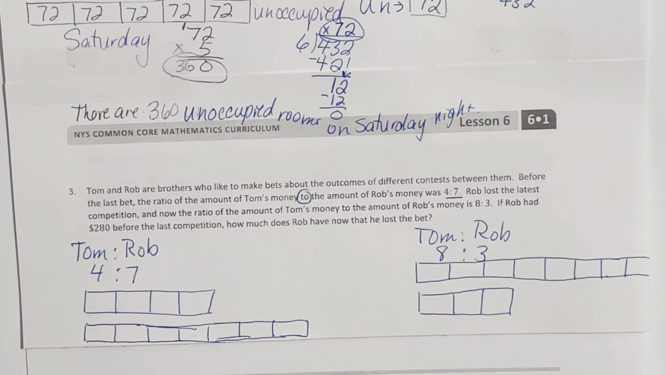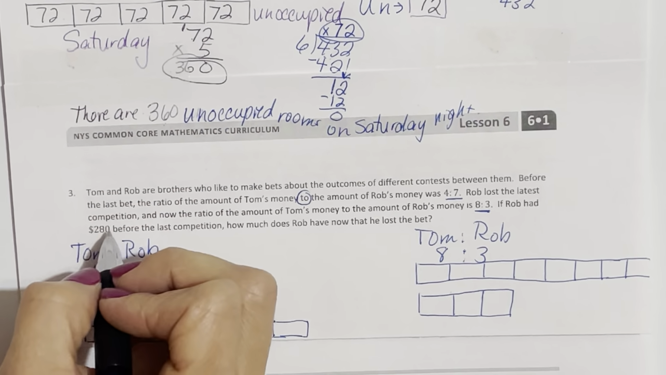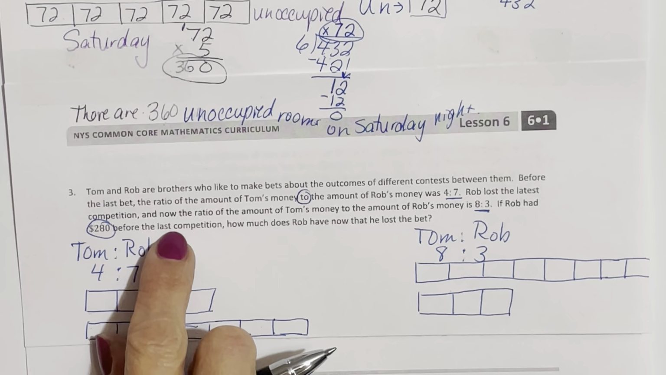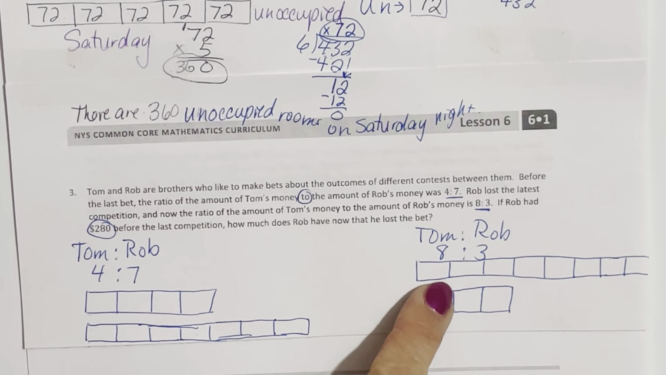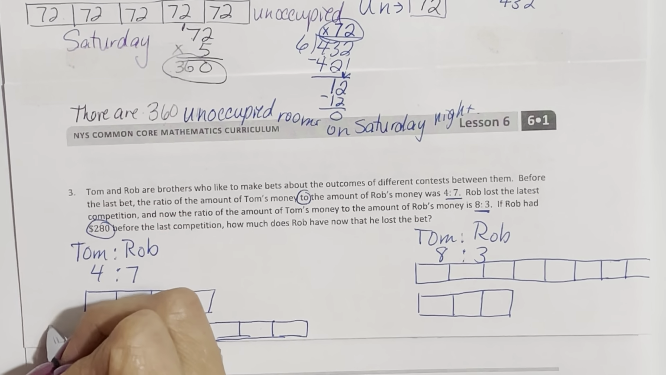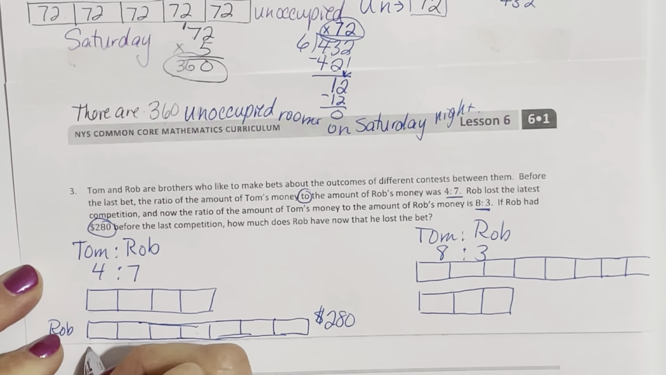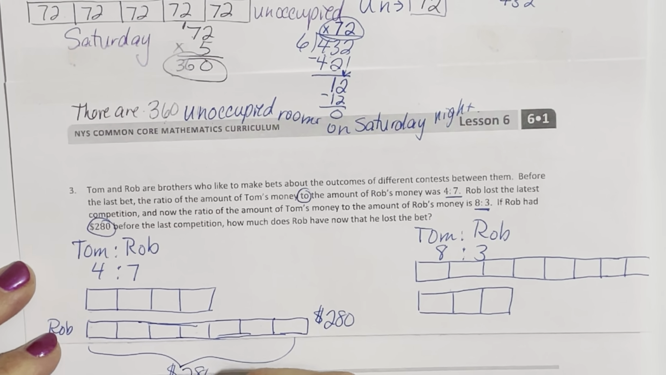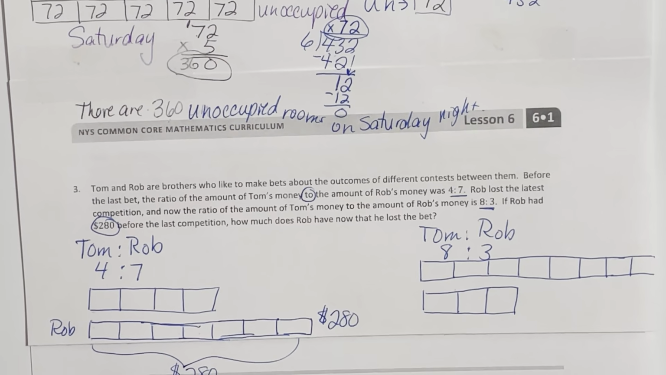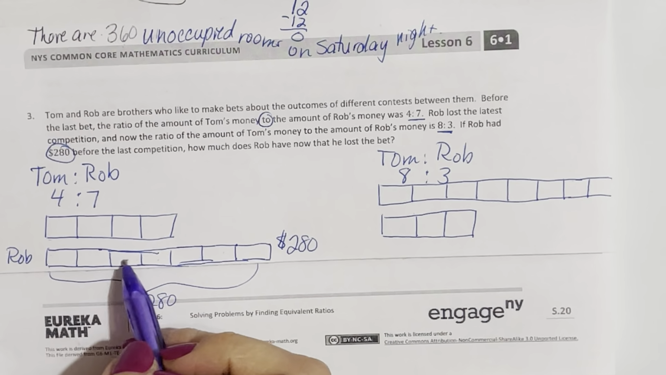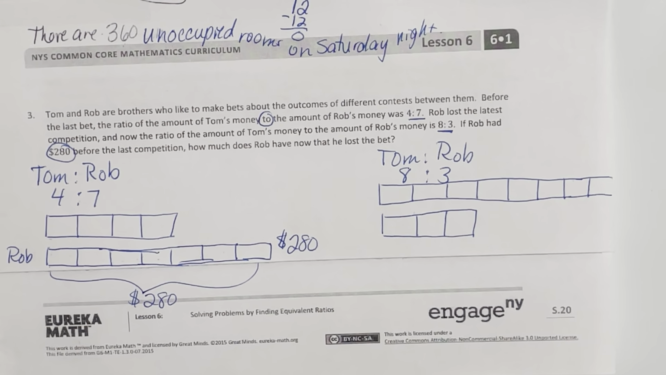Now, there's some more information here. Other than just the ratios, we have an amount. We have $280. So let's go ahead and read this again. If Rob had $280 before the last competition. So Rob is over here. So we know that this was Rob before, and this was the total. I could go ahead and write the total down here, $280. So the $280 is in between 1, 2, 3, 4, 5, 6, 7. So each one of these represents a piece or part of that $280.